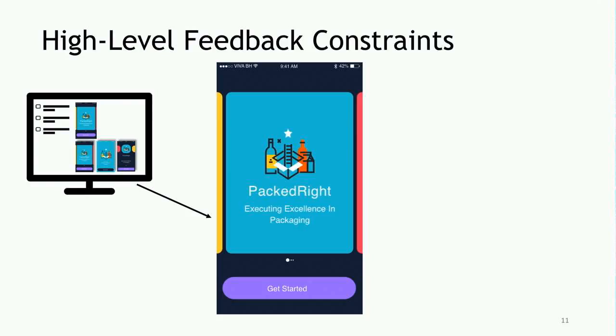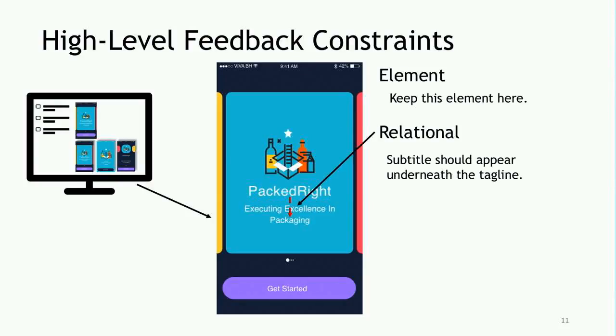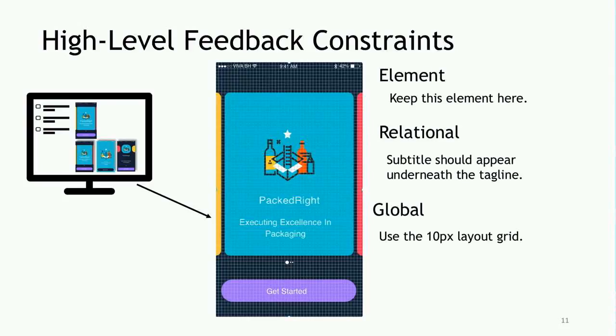A designer can also interact with the system through feedback constraints on the generated designs, and those can be element-specific things like keep this element here. They can be relational, like the subtitle should always appear underneath the tagline. Or they can be global, like use the 10-pixel layout grid to lay out the elements on.